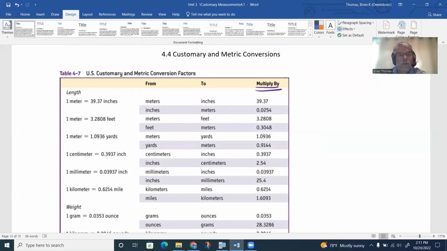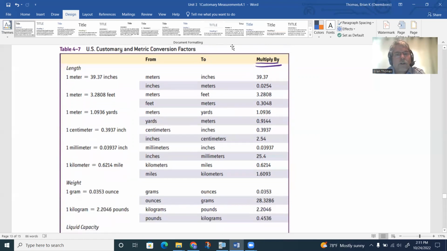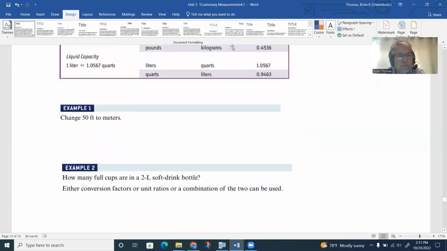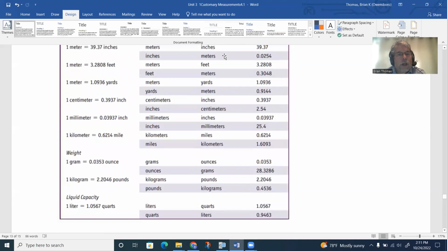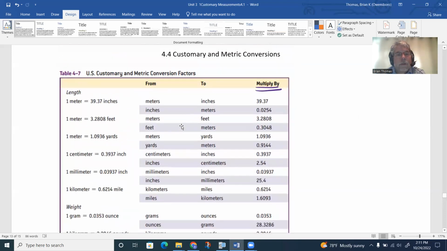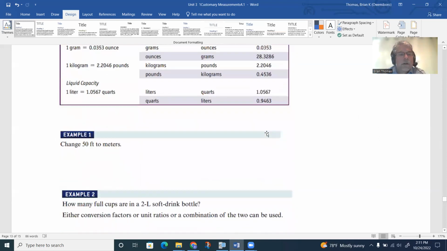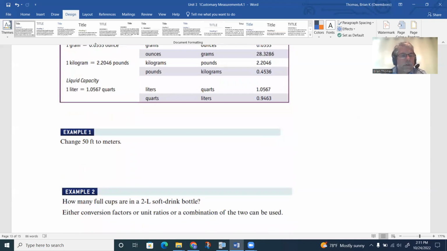If we know if we're going from big to small, or small to big, we can use these conversion factors. So if I want to change 50 feet to meters, we have to go feet to meters. It looks like this feet to meters is this one right here. So the conversion factor would be this 0.3048. All we have to do is multiply 50 times 0.3048.